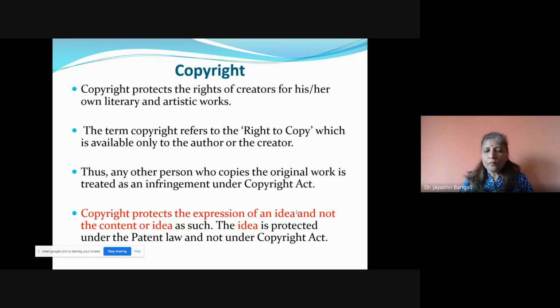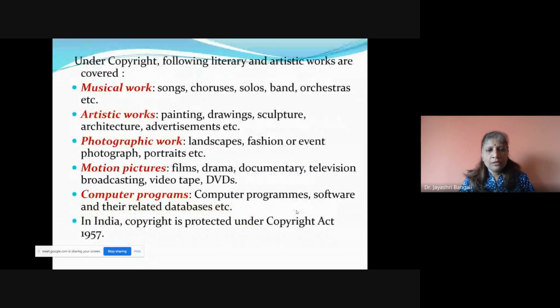If you want to protect your idea or invention, you have to go for a patent. Copyright means whatever you have written, the expression of that idea, you can protect under copyright. These are the things which come under copyright. It may be musical work, artistic work. You know that all the songs and the lyrics of those songs are copyrighted.